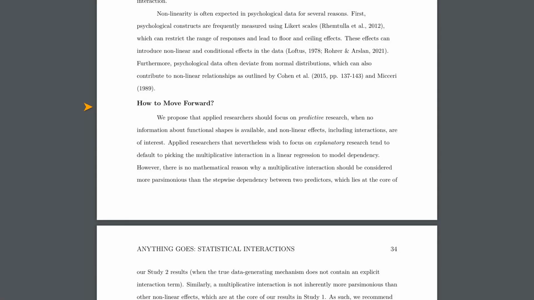Ultimately, this paper is a powerful call to action. It's asking us to think more critically about our statistical models and to align them carefully with our theories. Instead of just plugging in a product term and hoping for the best, we need to be deliberate and justify our choices. This can help us avoid drawing false conclusions and ensure that the complex interactions we observe in the real world are actually the ones we're detecting in our data.